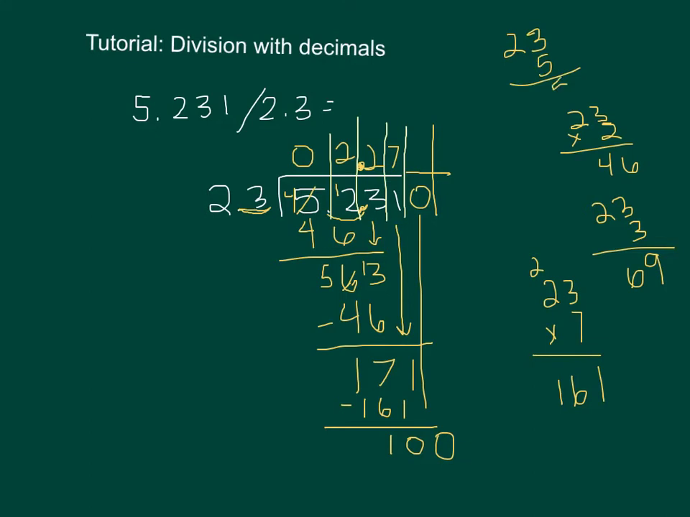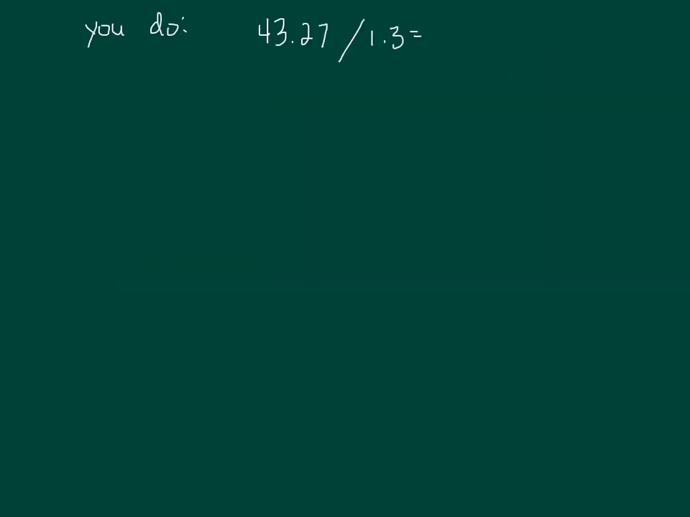5 times 3 is 15. 5 times 2 is 10 plus 1 is 11. That is too high. So whatever this is, probably a 4, it's a stay. It's less than a 5. So she's going to say, stay the same. So he does. And your answer should be 2.27, or 2 27/100ths.